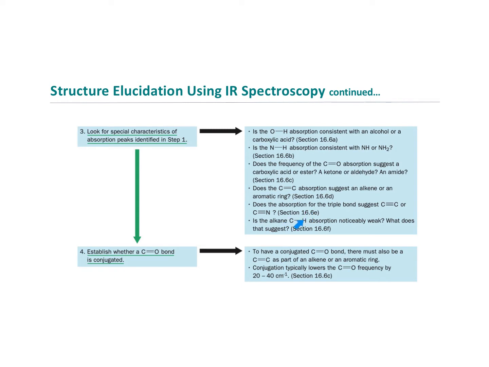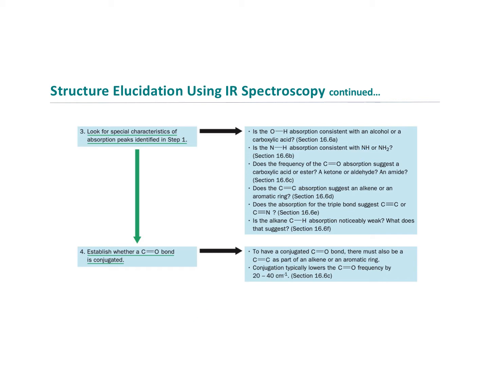He's stretching here to say, is the alkane absorption noticeably weak? That would, of course, suggest that there weren't many CH bonds. I just don't think practically you're going to get much out of this. Then you need to establish whether the carbonyl bond is conjugated. If you have a conjugated carbonyl bond, generally there's also going to be a CC as part of an alkene structure, or an aromatic ring.